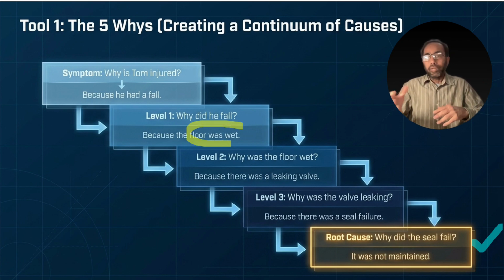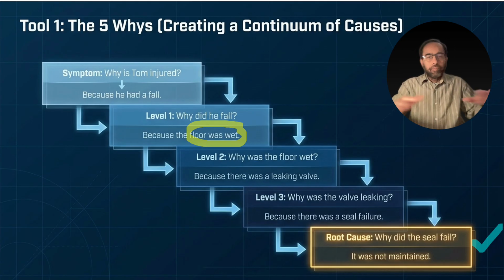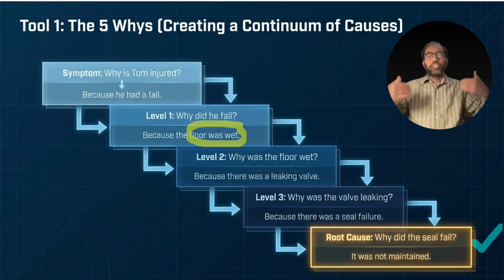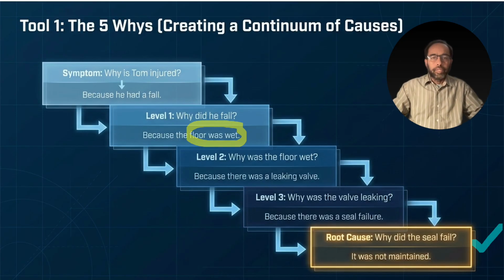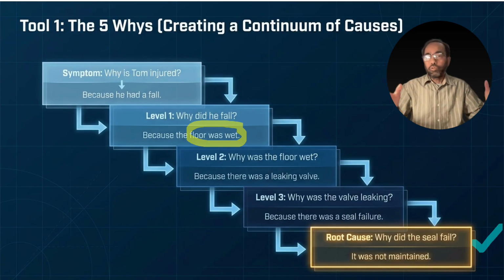Most people will stop at level 1 and attribute the wet floor as the root cause. So they would mop the floor, and then the problem would come back. And they would install some soaking mats, maybe. Later on, the problem would come back again. Why? Because the root cause wasn't fixed. So when the problem keeps coming back, you know the root cause wasn't identified and corrected at the root.